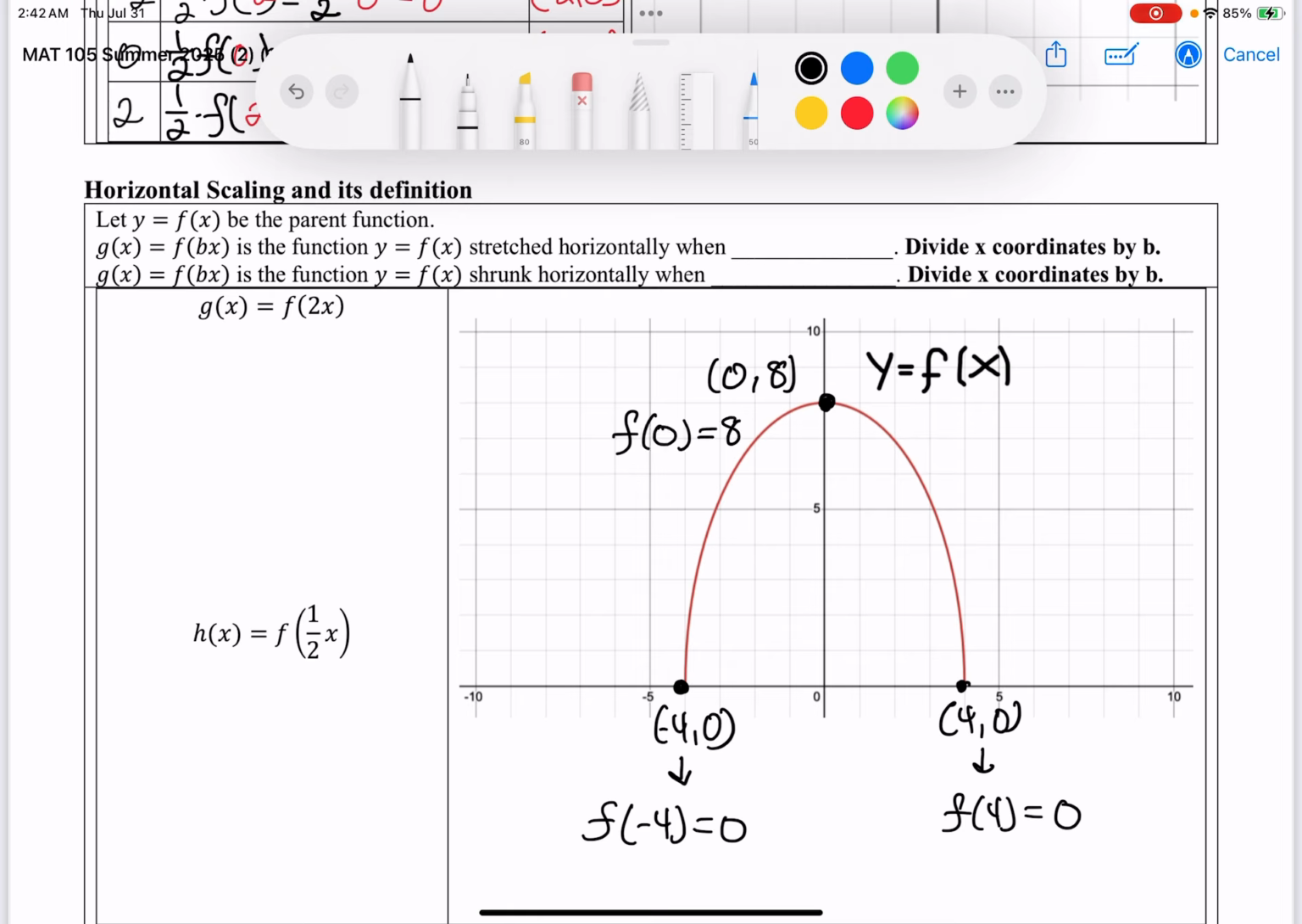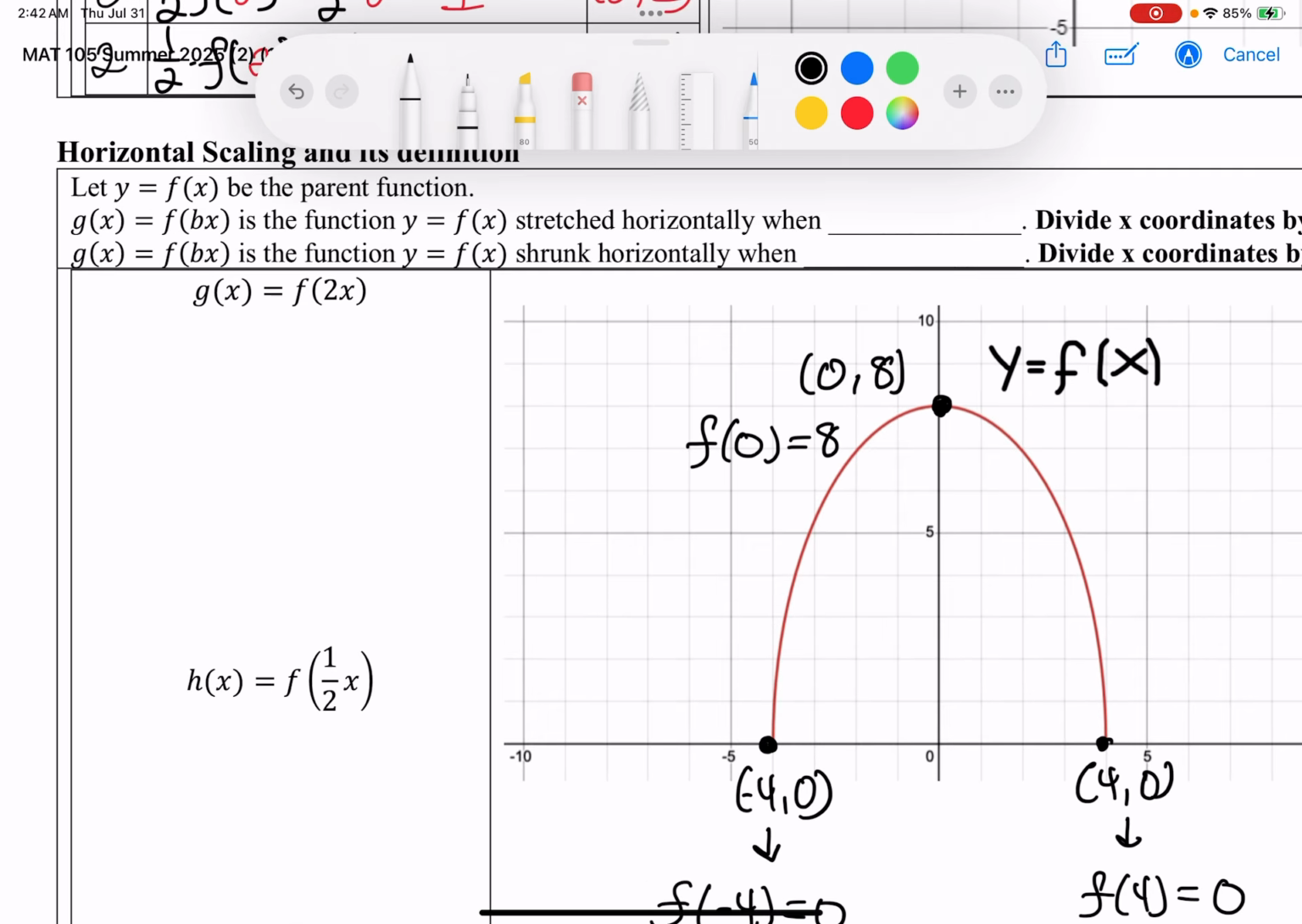Okay. Let's start with the f of negative 4. I'm going to go over here. So we know that 0 equals f of negative 4. In this case, the thing that's being affected is the x value, not the y value. So y is going to be 0 regardless. That's not going to change.